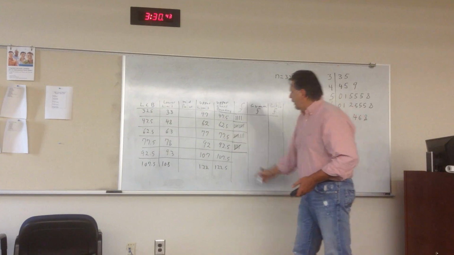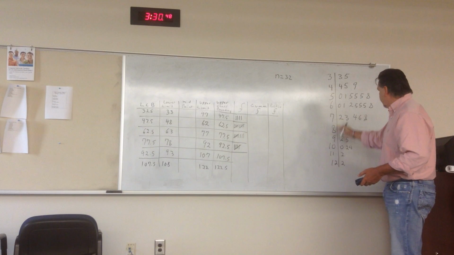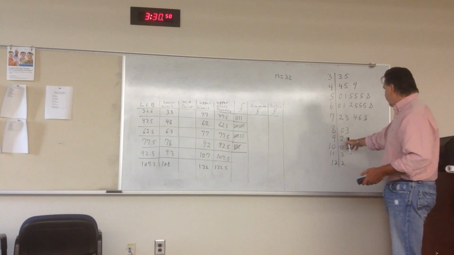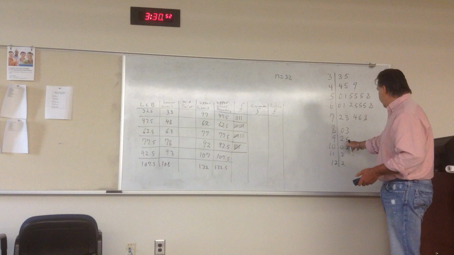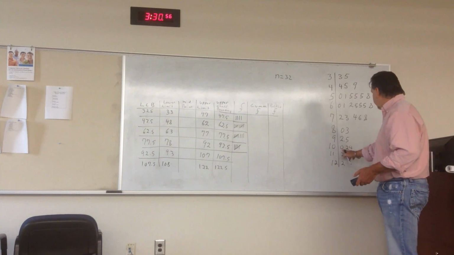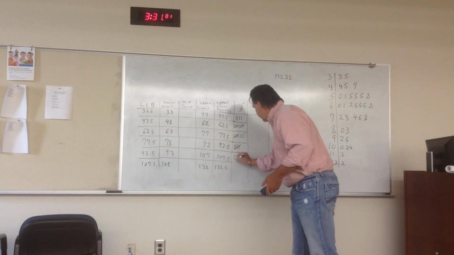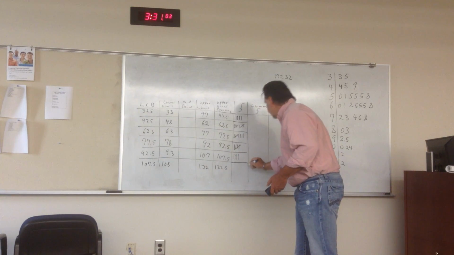And I'll come down to my next class, which is 93 to 107. I'll come to my stem and leaf and find the first number, which is 95. So I'll start there, 95 to 107, so I'll just count. 1, 2, 3, 4. I have 4 data points. So I'll make 4 tally marks.